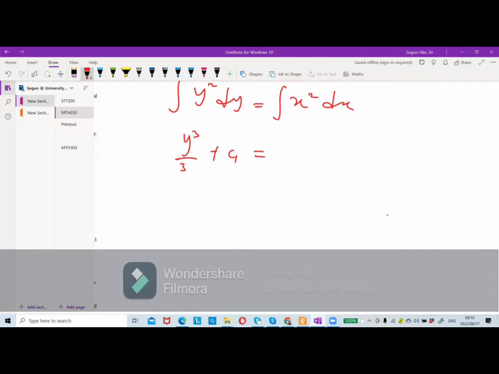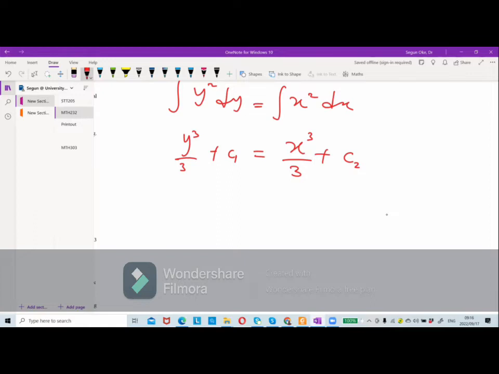We have y raised to the power 3 over 3 equals x raised to the power 3 over 3 plus c1. Where do you see c1? Plus c2, rather. Where do you see c2? When we integrate x squared, we have x cubed over 3 plus c2.